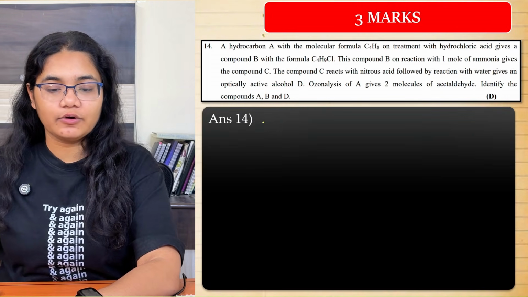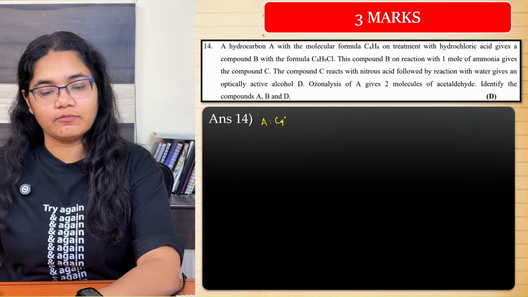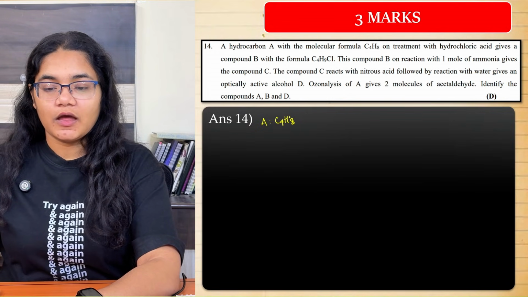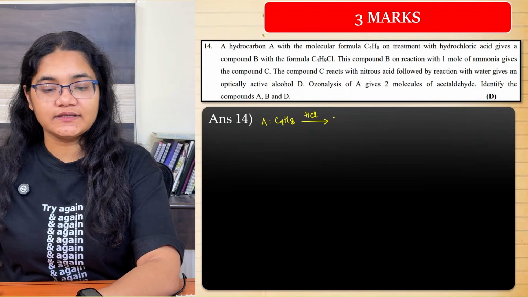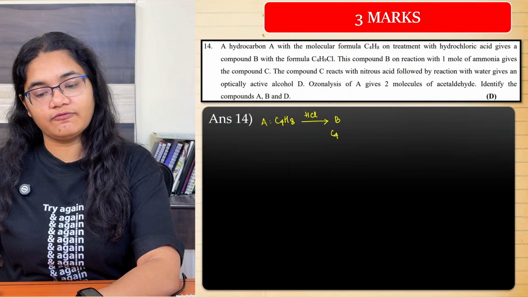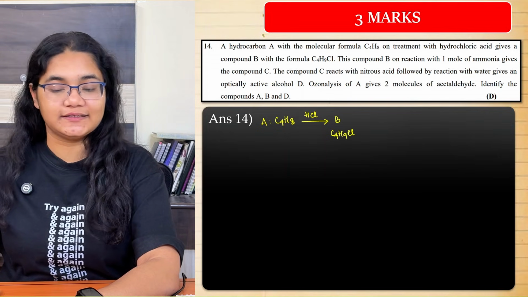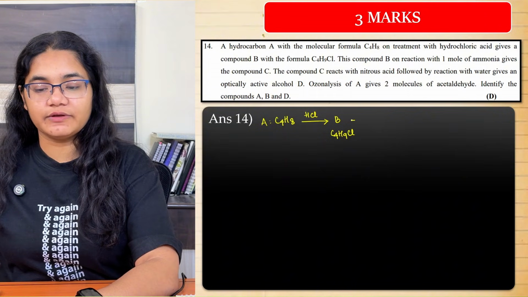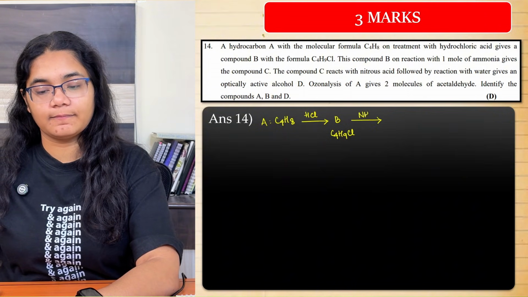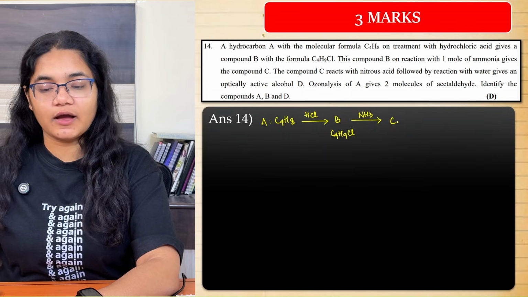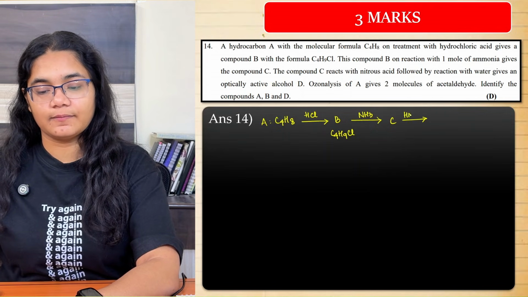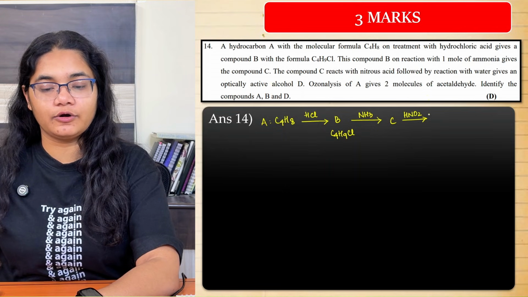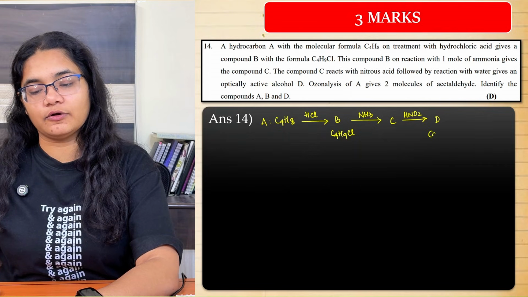Now let's see question number 14 here. A hydrocarbon A is there whose molecular formula is C4H8, which on treatment with hydrochloric acid gives a compound B with molecular formula C4H9Cl. The compound B reacts with 1 mole of ammonia to give you a compound C. Now the compound C reacts with nitrous acid followed by water to give you an optically active alcohol.